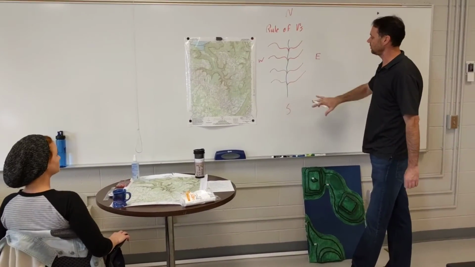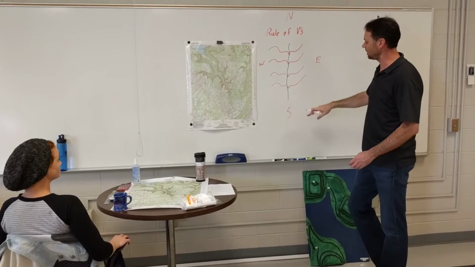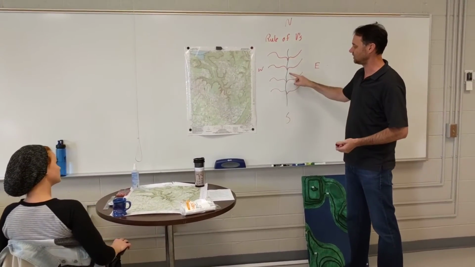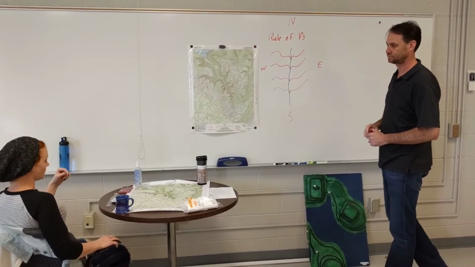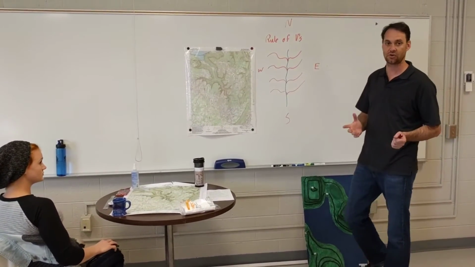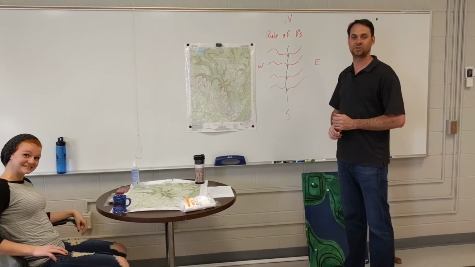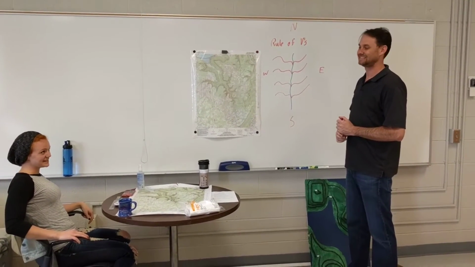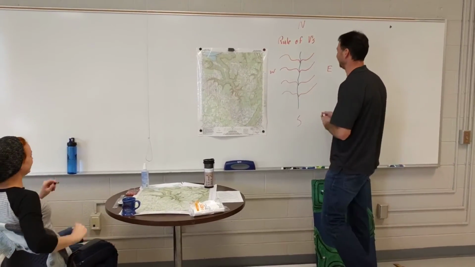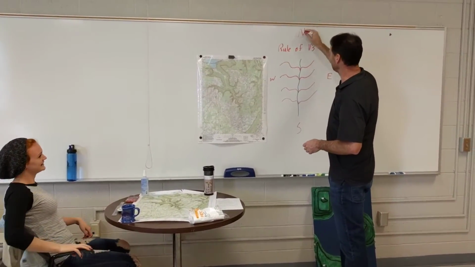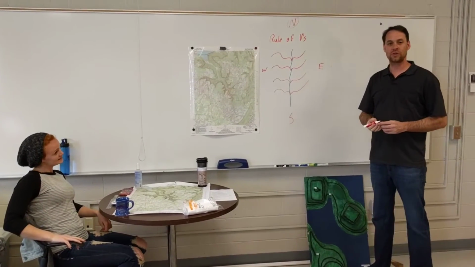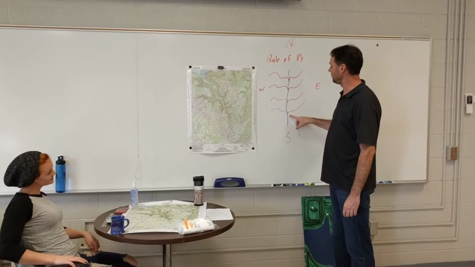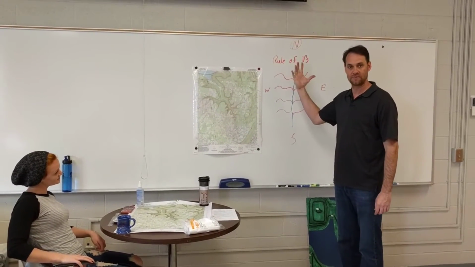So if we know that these are the cardinal directions, and we have this stream with these contour lines crossing it, creating a V, which direction is this stream flowing? South. Is she correct? MM is shaking her head, saying no, she's not. North. North is correct. So the way we know that is that the stream flows out of the open V.